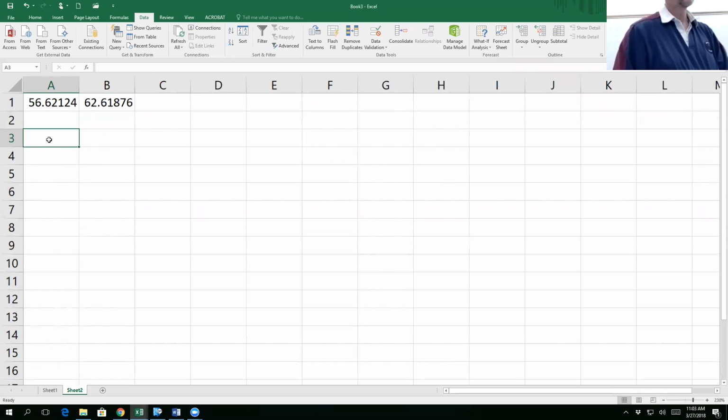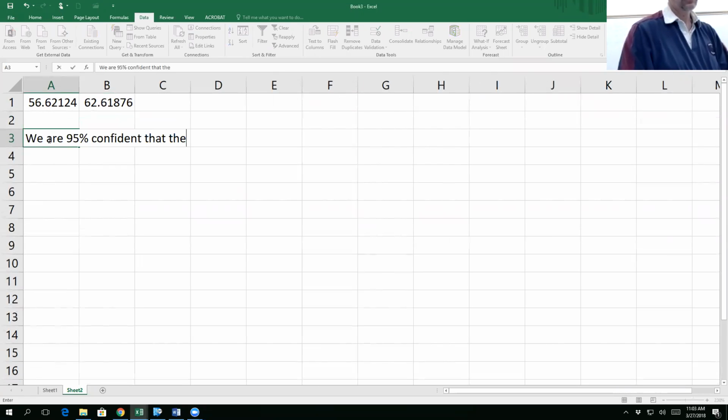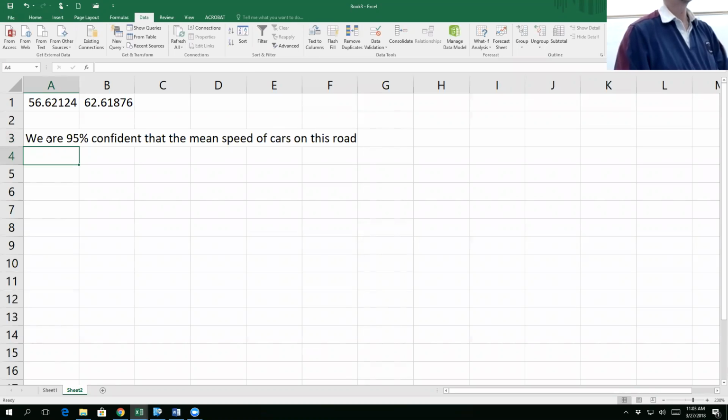With that same one, 95%. We're 95% confident that the mean speed, not the speed limit, but the mean speed of cars on this road is between 56.62 and 63.62 miles per hour.